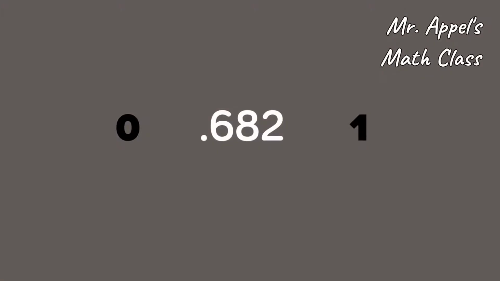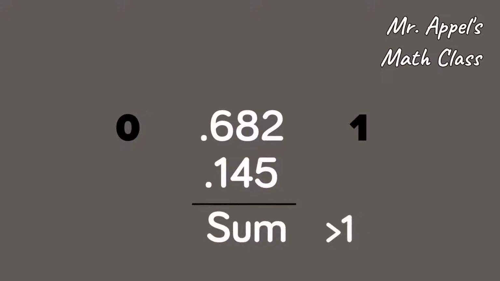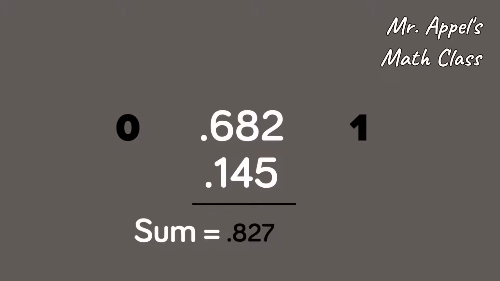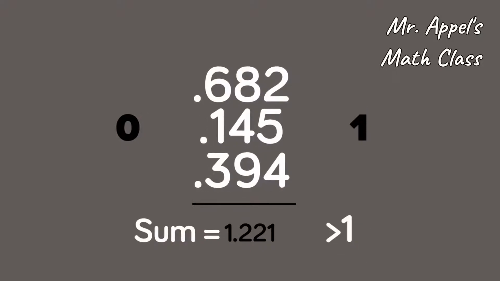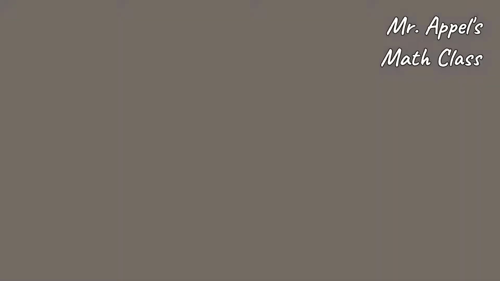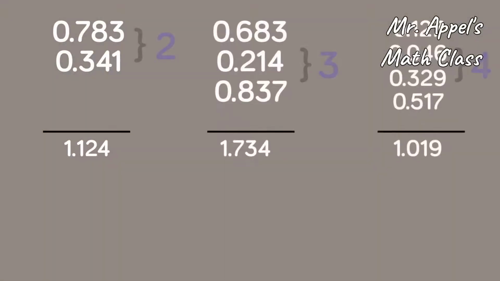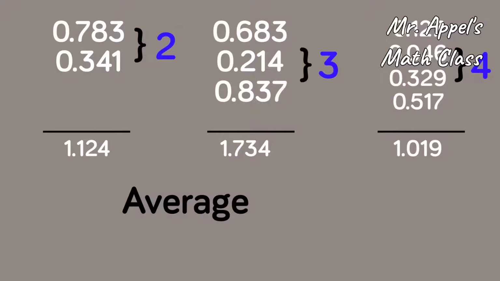Then pick another, we'll say 0.145. And we keep going until the sum exceeds 1. So right now the sum is 0.827, as in we need to keep going. If our next number is 0.394, our sum is now greater than 1 and we stop. Notice it took 3 numbers for the sum to exceed 1. Now if you did this with truly random numbers over and over, it turns out on average the amount of numbers you write down before the sum exceeds 1 is e.